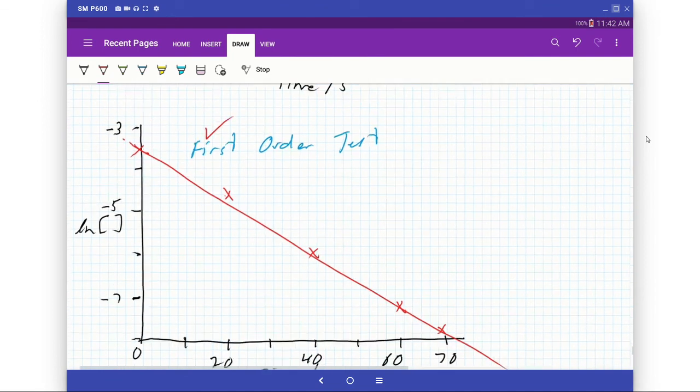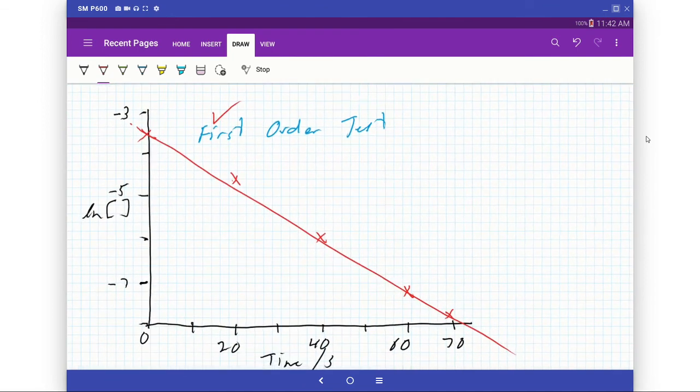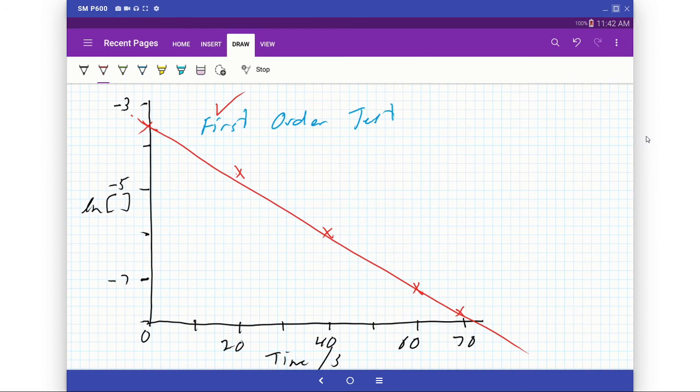I want to go back to this first order test that we've done right here. A couple of things I want to talk about is now what do we do with it? If we remember the equation, the slope is equal to negative the rate constant, k. Now, if you were to plot this on graph paper and take the time to actually plot the values correctly, it should be no problem to go through and calculate the slope, which from the equation is rise over run.